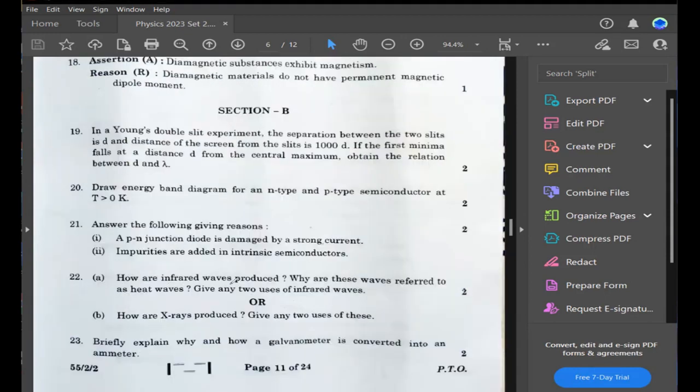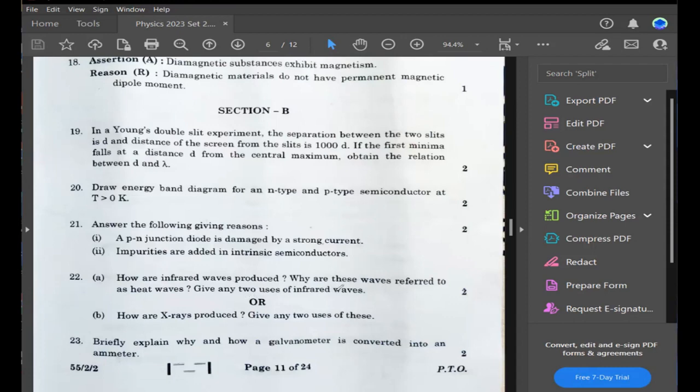Question number 22, how are infrared waves produced? They are produced by hot bodies, hot molecules. Also the semiconductor diode emits infrared waves. Why are these waves referred to as heat waves? Because the water molecules present in most materials readily absorb the infrared waves. After absorption, their thermal motion increases, so they heat up the surroundings.